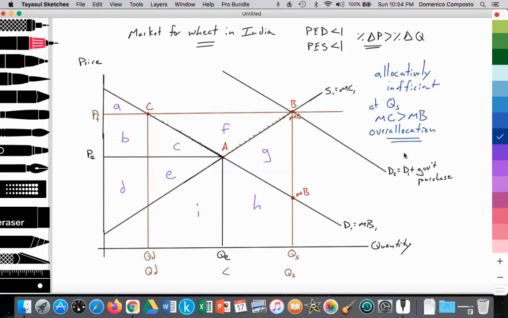So what does that welfare loss look like? This creates a welfare loss which is equal to areas C plus E plus G plus H plus I. Okay? C, E, G, H, I, which is this area here.